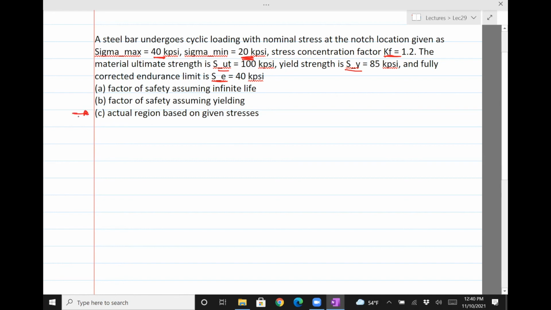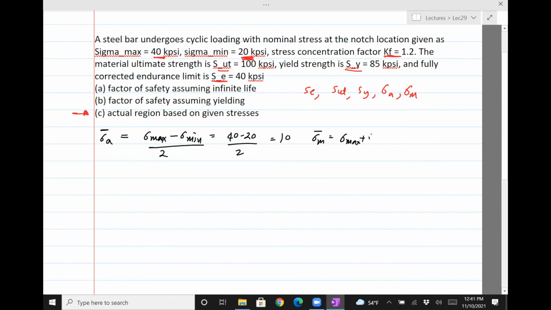So this is really the question which I talked about just a while back. That is, how do you identify the region? So we know SE, we know SUT, we know SY. We need to know sigma A and sigma M, but we know sigma max and sigma min, so we can find the actual stress using that. So let's find sigma A, and let's put a bar for the nominal value. I'll tell you why I'm putting a bar in a bit. The formula for sigma A is sigma max minus sigma min divided by 2. That is 40 minus 20 divided by 2, which is 10. And sigma M is sigma max plus sigma min divided by 2, which is 40 plus 20 divided by 2, which is 30.